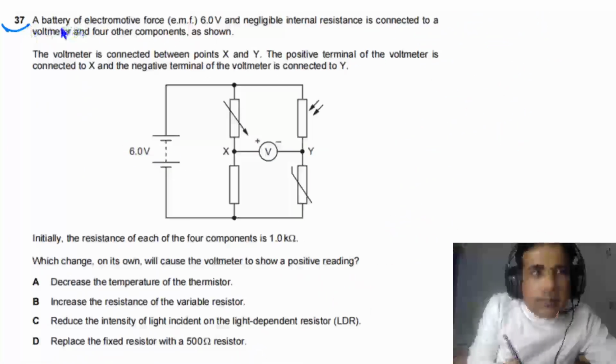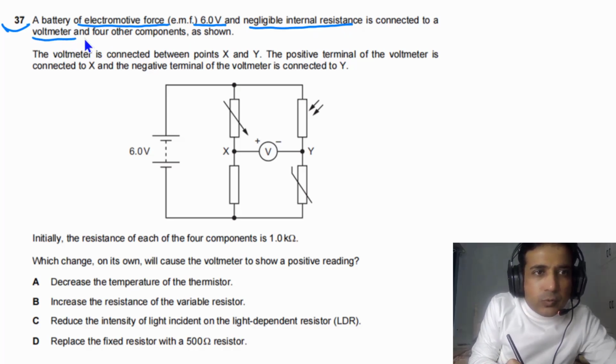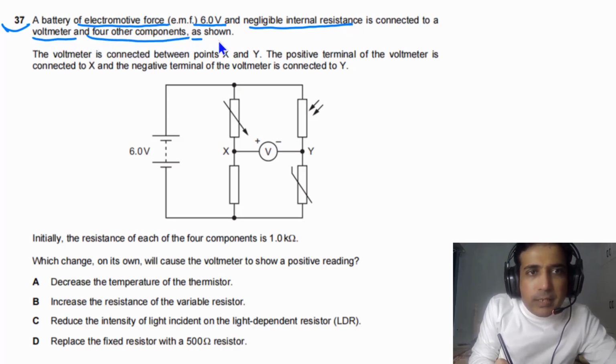For question number 37, it is given to us a battery of electromotive force 6.0 volts and negligible internal resistance is connected to a voltmeter and 4 other components as shown in the figure.